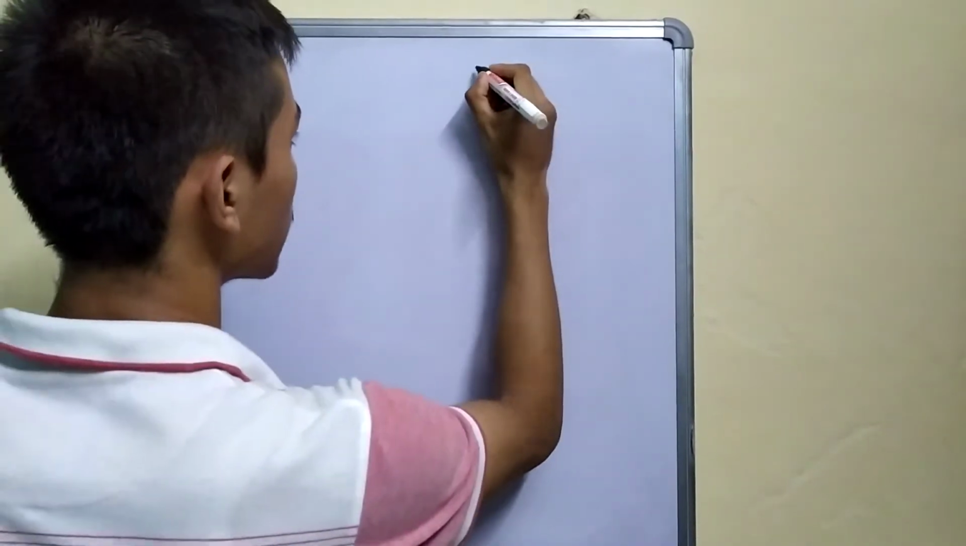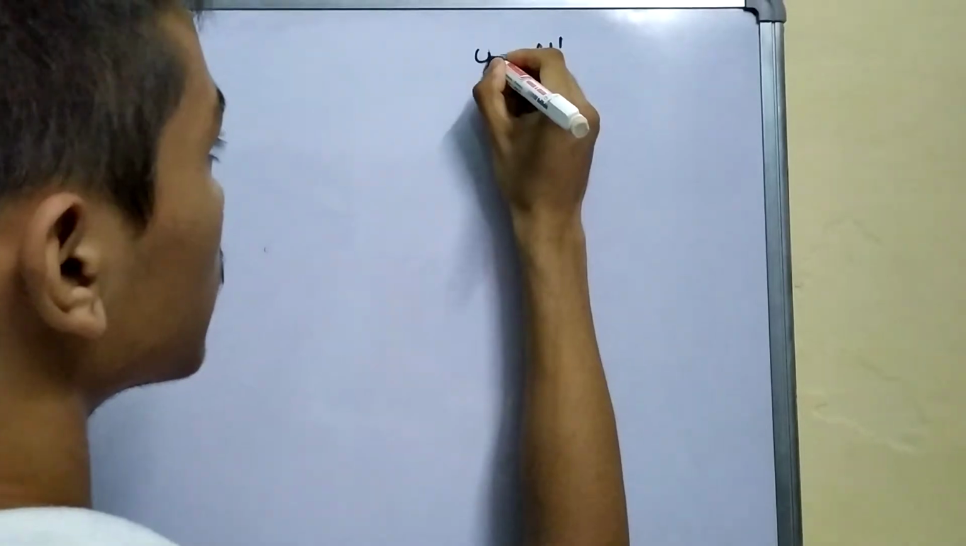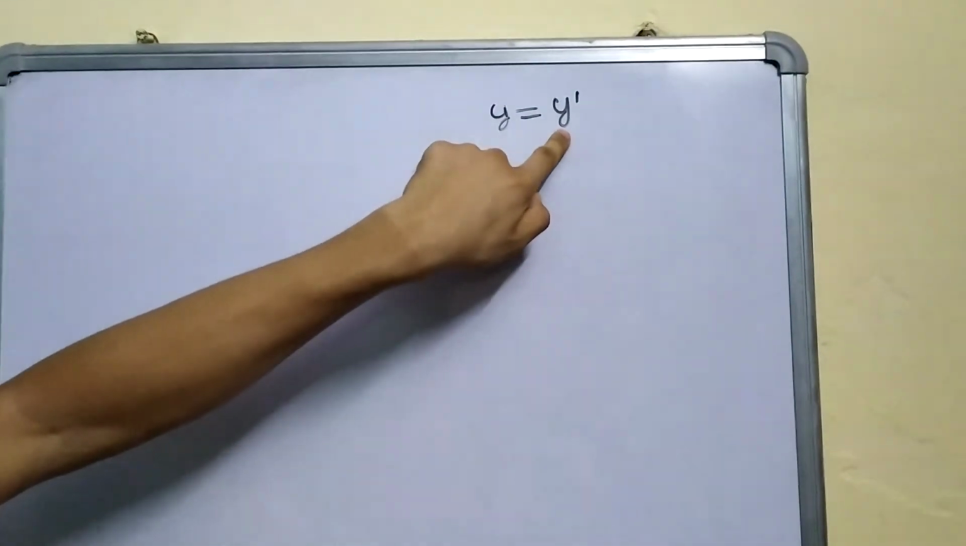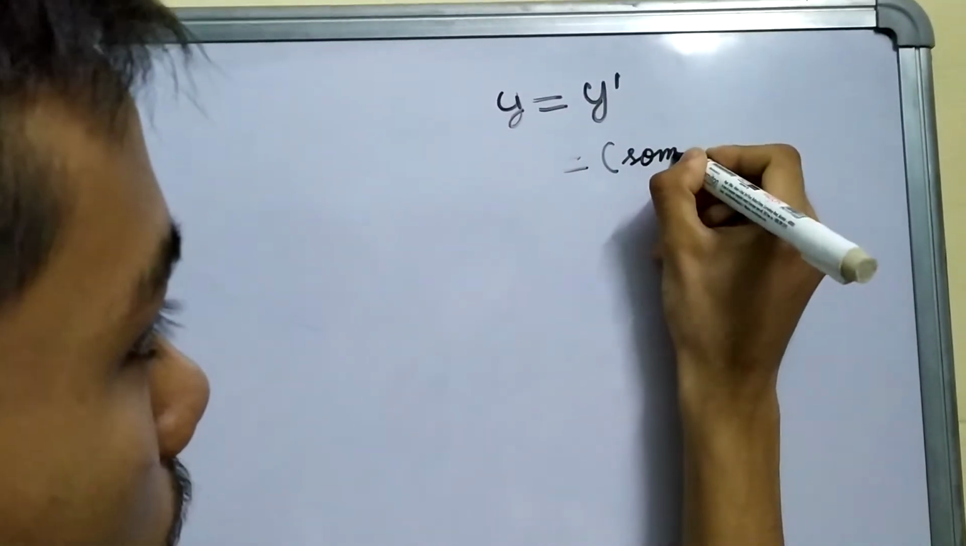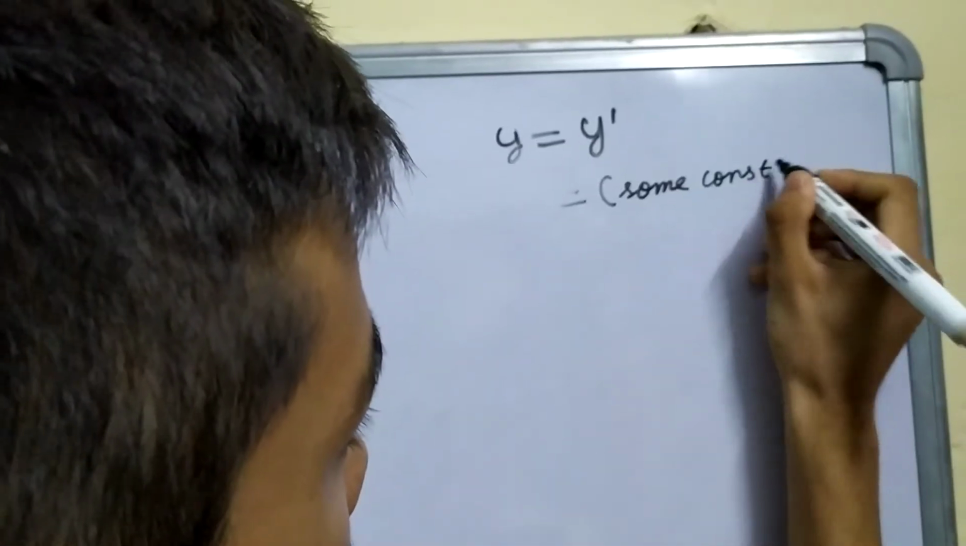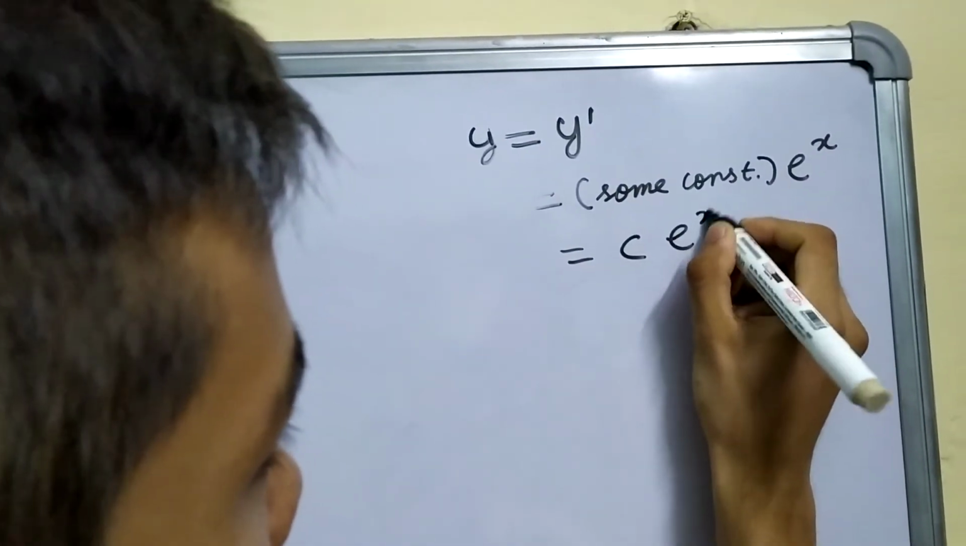Everyone, so in my calculus video I told you that e to the power x is a kind of function. If you differentiate it, you will get the same function. In this video I'll show that any function which satisfies this relation, that y is equal to y prime, which means the function's derivative is equal to the function, has to be of the form of some constant times e to the x, or c times e to the x.